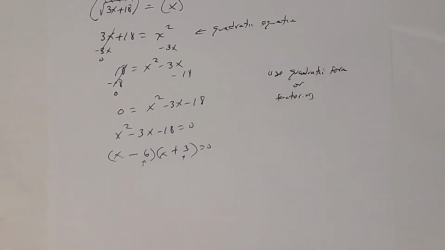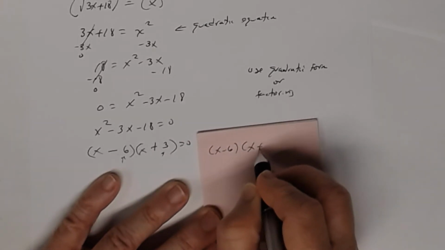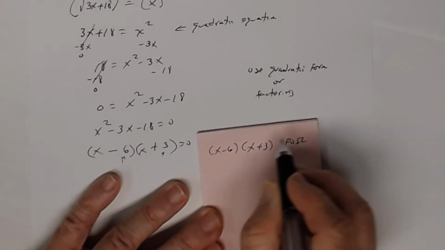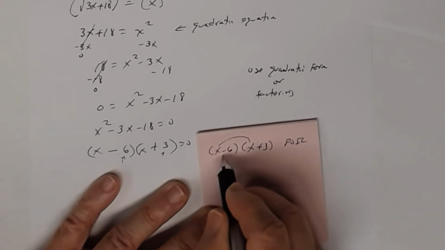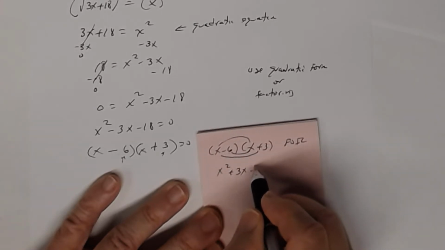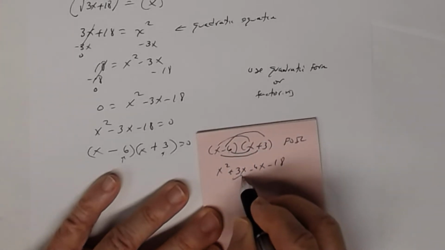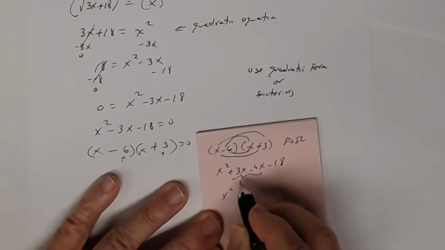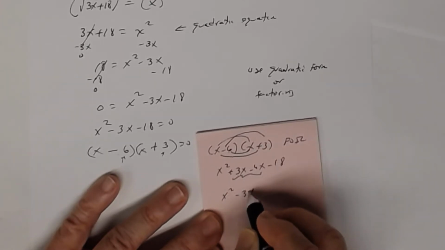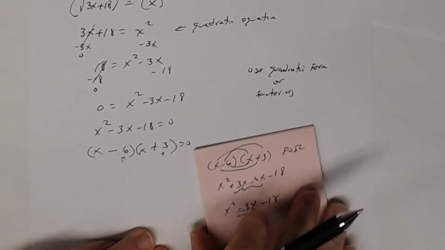And you can always check your work before you go on to the next step. So when I check this right here, x minus 6 times x plus 3 using FOIL, first times first, x times x is x squared. The outer is 3x. The inner, a negative 6 times x, is a negative 6x. And the last, a negative 6 times 3, is a negative 18. Combining like terms, I get x squared, 3x and a negative 6x is a negative 3x, minus 18. And this is what we had here. Okay, so I factored it correctly.